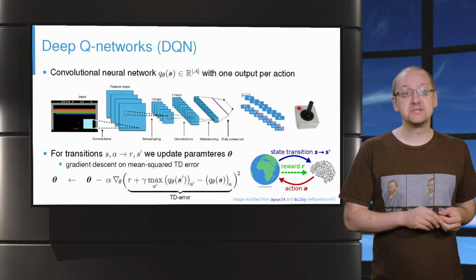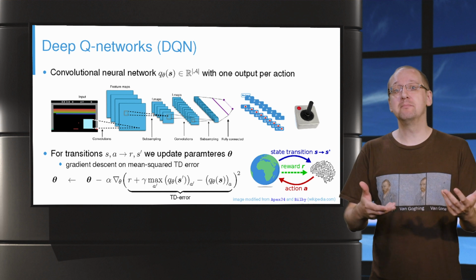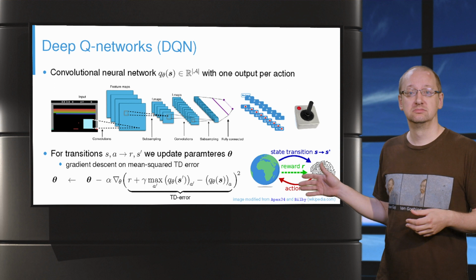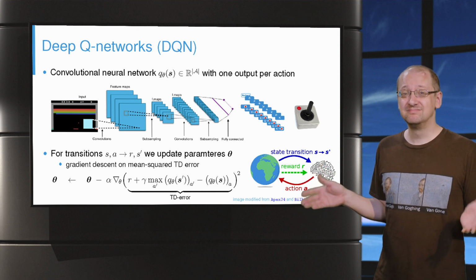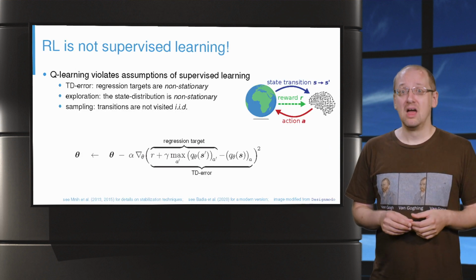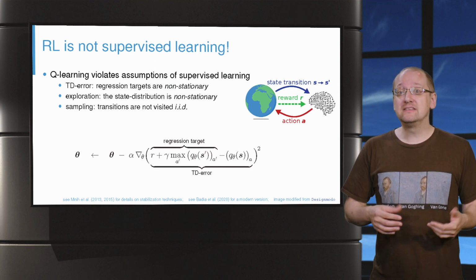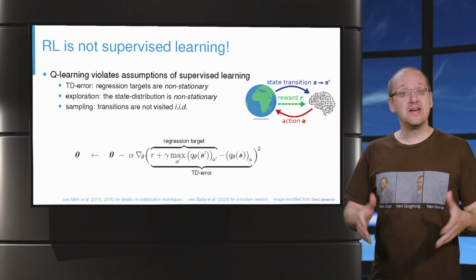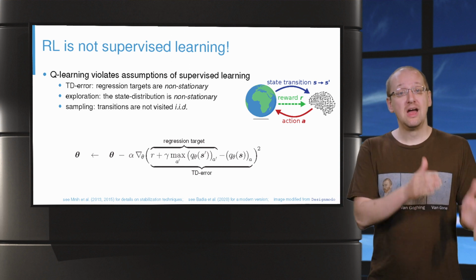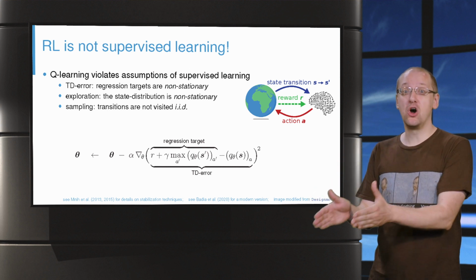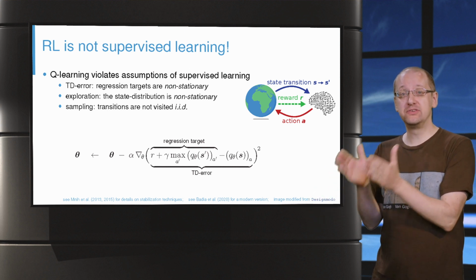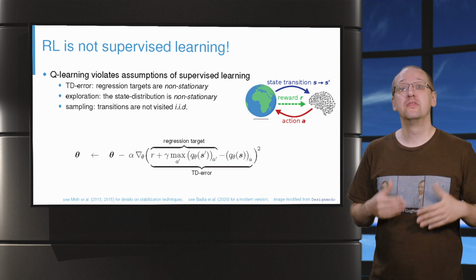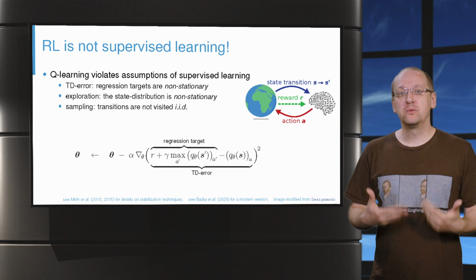So for every transition in the environment, we could simply make a gradient descent step on the regression loss of the TD error. Sounds easy, right? Well, it's not. The problem is that Q-learning violates basic assumptions of the supervised regression. For example, regression requires both the samples and the regression targets to be drawn IID from stationary distributions. This is not the case for the TD error, where the regression targets change when the network parameters change.